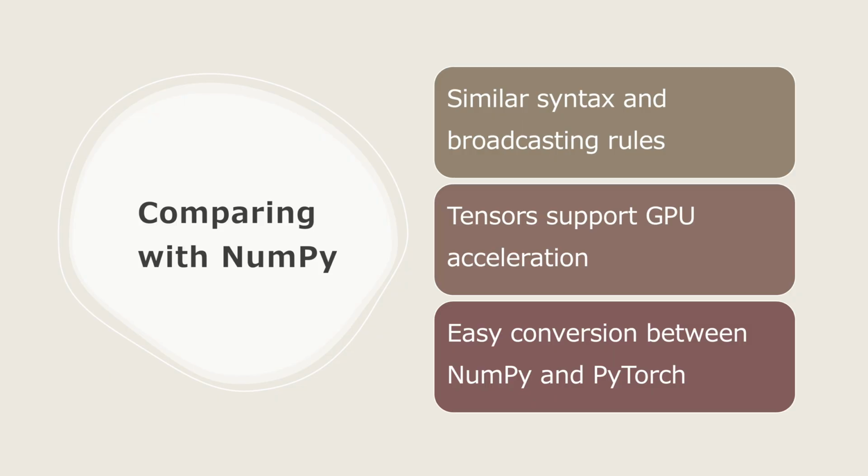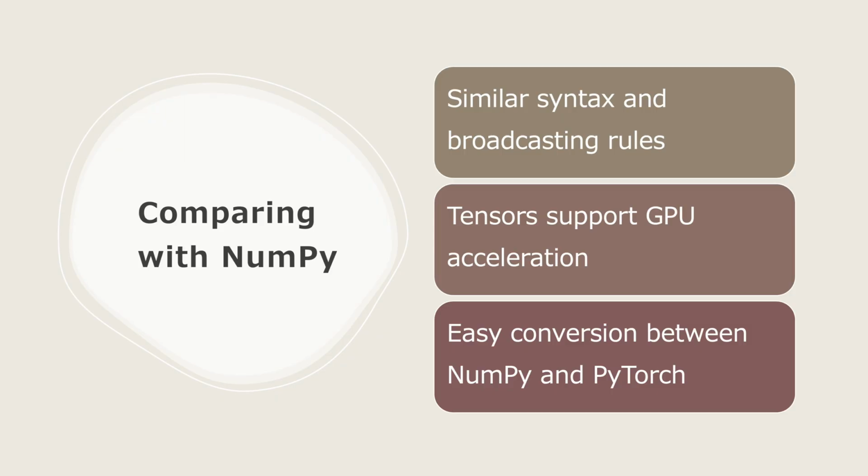For many students, the best way to understand PyTorch is to compare it with NumPy, because they share a lot of ideas. In fact, a tensor in PyTorch behaves very much like an array in NumPy. Both use similar syntax for creating data, slicing elements, and applying mathematical operations. PyTorch even supports broadcasting, which means that operations automatically expand across compatible shapes, just like in NumPy.